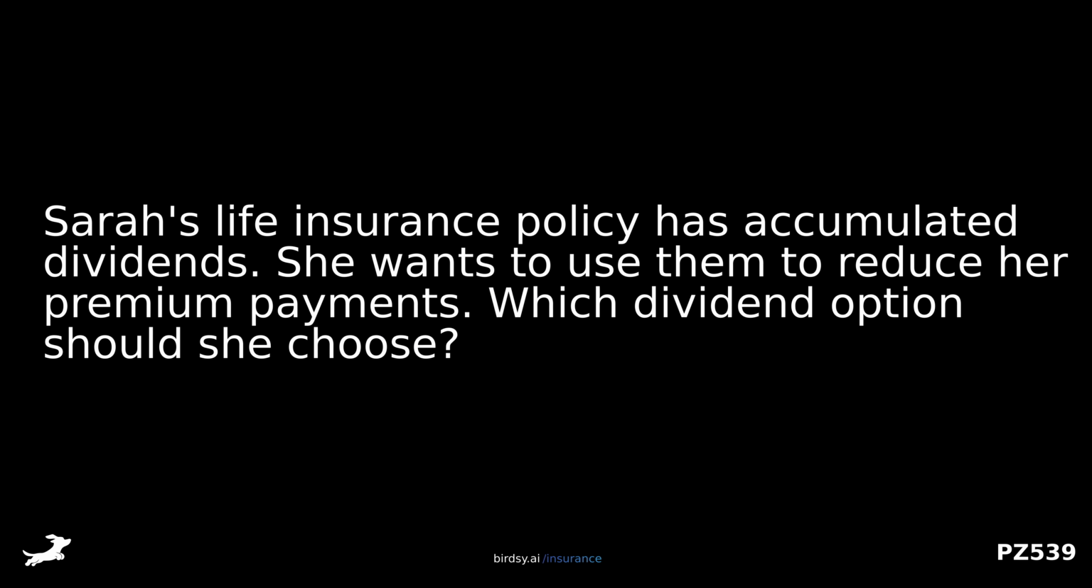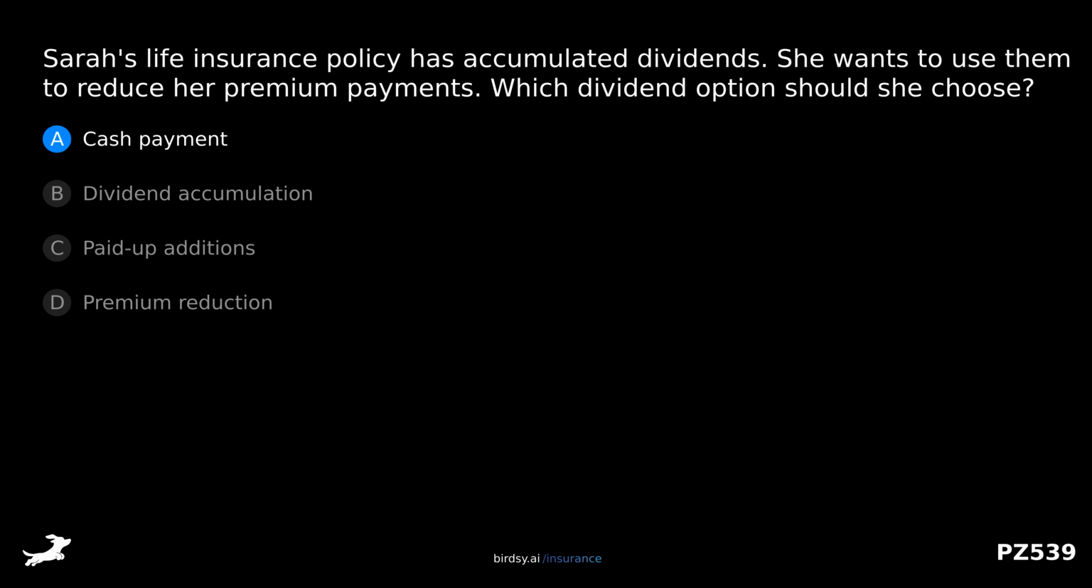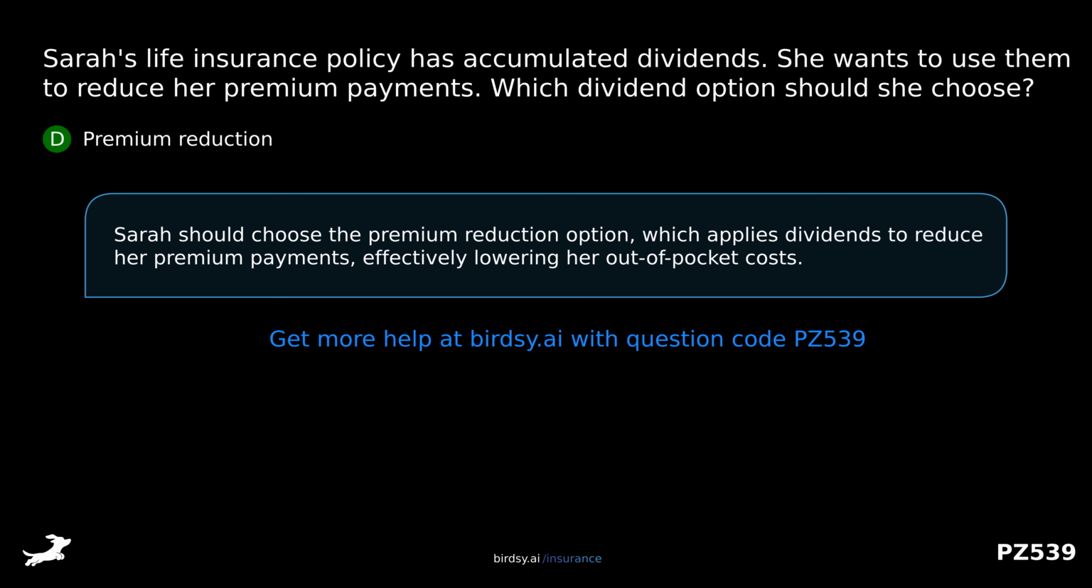Sarah's life insurance policy has accumulated dividends. She wants to use them to reduce her premium payments. Which dividend option should she choose? Is it A. Cash payment, B. Dividend accumulation, C. Paid-up additions, or D. Premium reduction? The answer is D. Premium reduction. Sarah should choose the premium reduction option, which applies dividends to reduce her premium payments, effectively lowering her out-of-pocket costs.